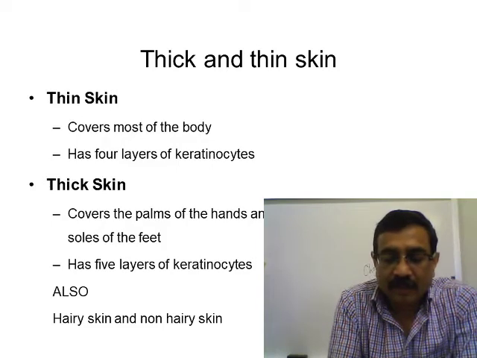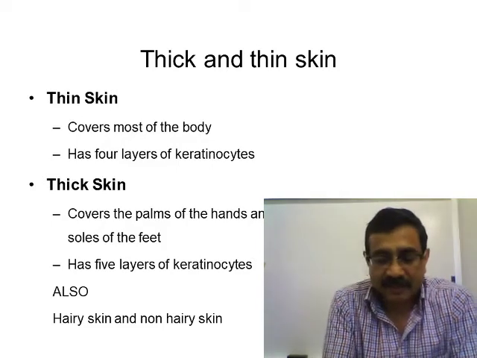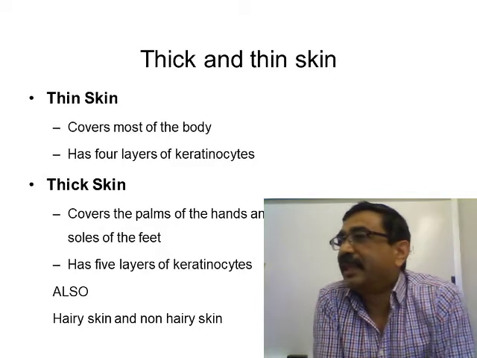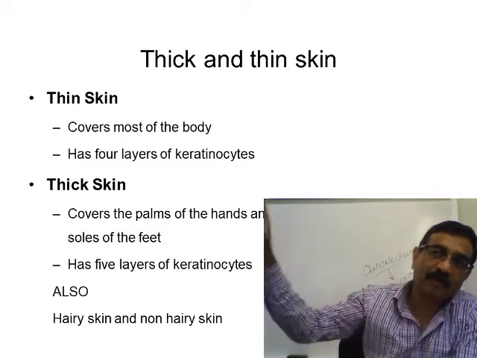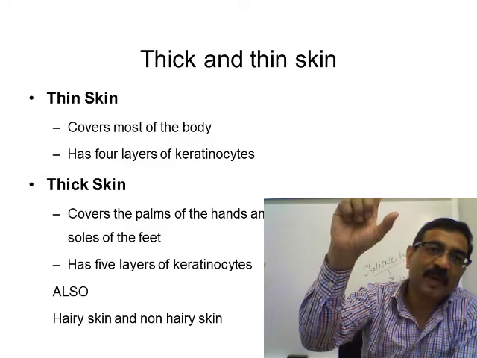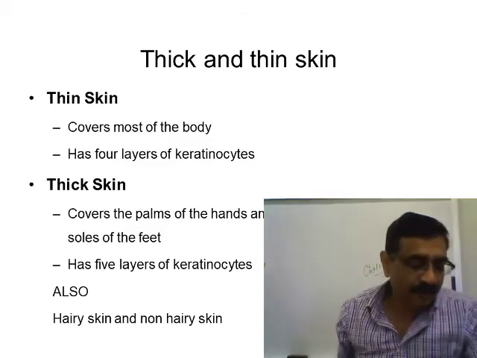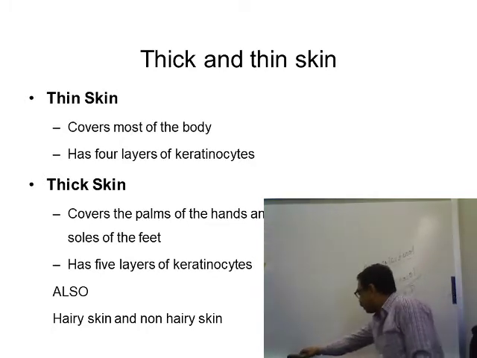Now, if you see the structure of a thick and thin skin, the main difference is in the epidermis, the outer layer. In thick skin epidermis, you have a layer that is called stratum corneum. So, this is your thin skin. This is epidermis. This is dermis. Okay. And this is your thick skin.